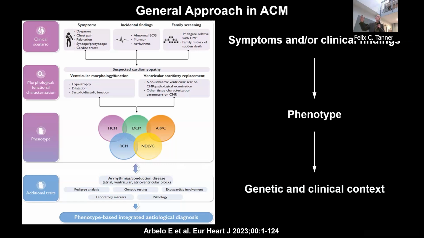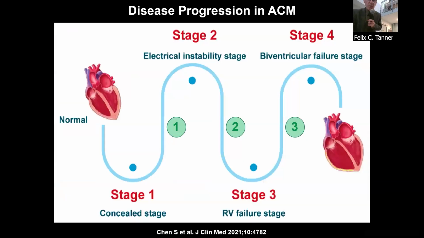You start with symptoms and/or clinical signs. Then you assess the phenotype by imaging and ECG. And then you put everything in the genetic and clinical context. So the phenotype is important. And the phenotype is known to slowly progress over time.